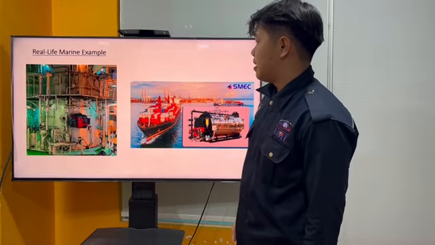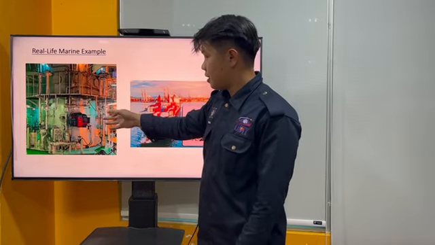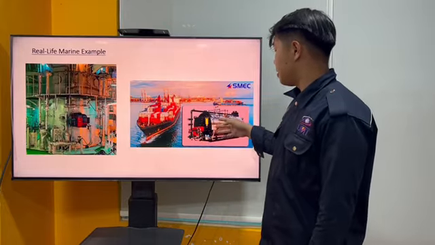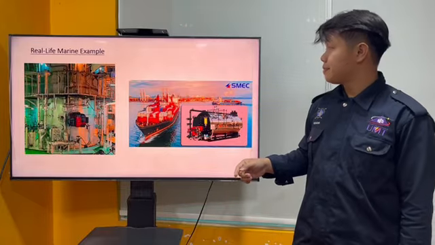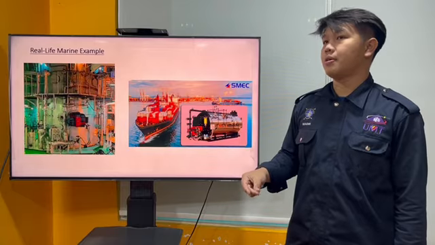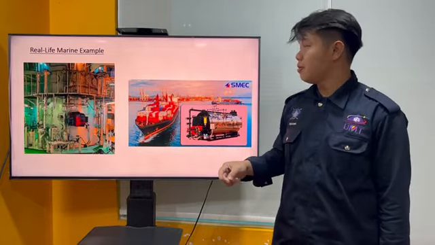So this is a real life example. This is a vertical smoke tube boiler. Nowadays smoke tube boilers are commonly used for heat fuel for mixing.